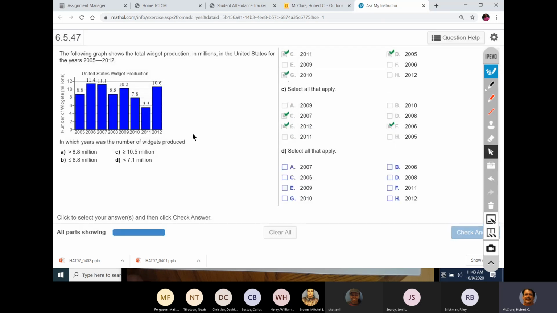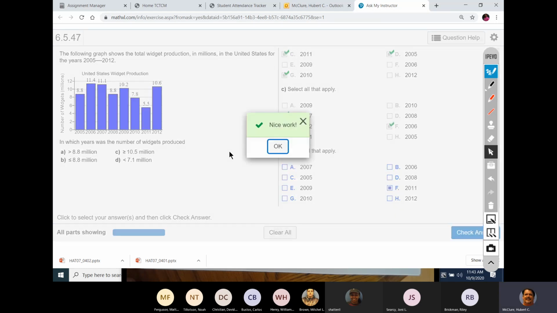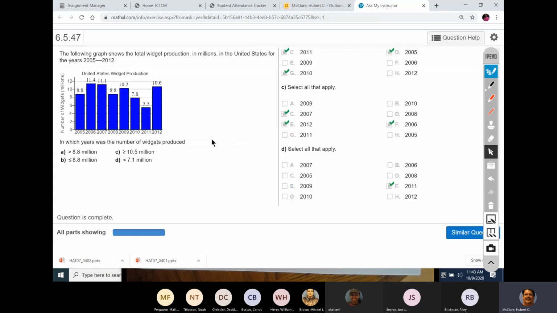This is a good standardized test question. They love to put these graphs on the test because it technically kills two birds with one stone. The math, and then can you read a bar graph? All right, less than 7.1. Well, looks like just that one. 2011. And that should be it.